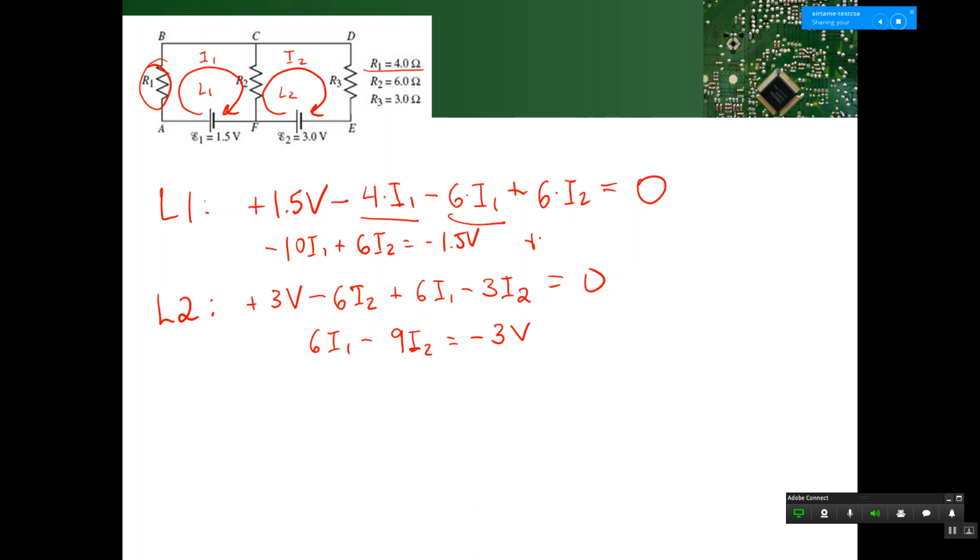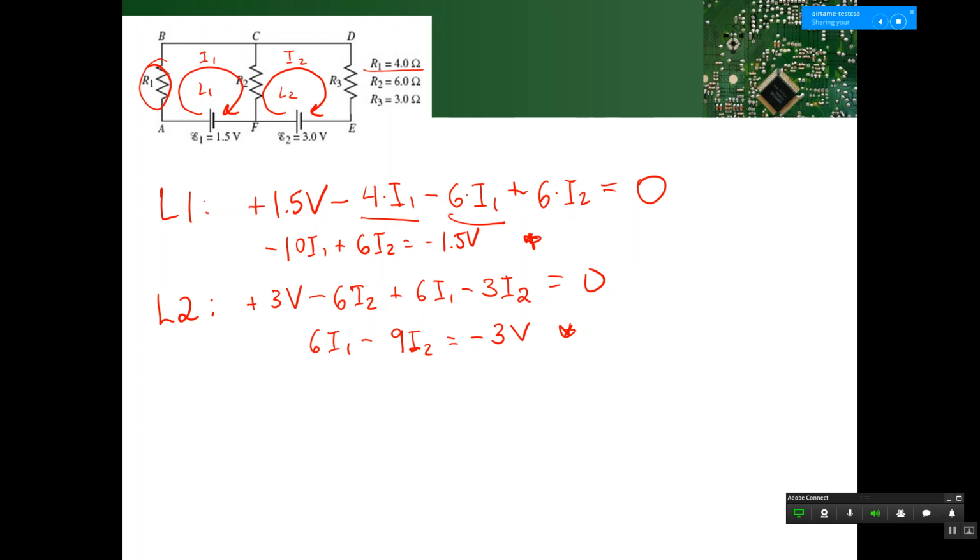So check it out here. I have one equation with 2 unknowns there and another equation with 2 unknowns there. So I can solve this using a system of equations. I can use substitution. I can use whatever. Because you guys are in linear algebra, let's try to solve it that way.